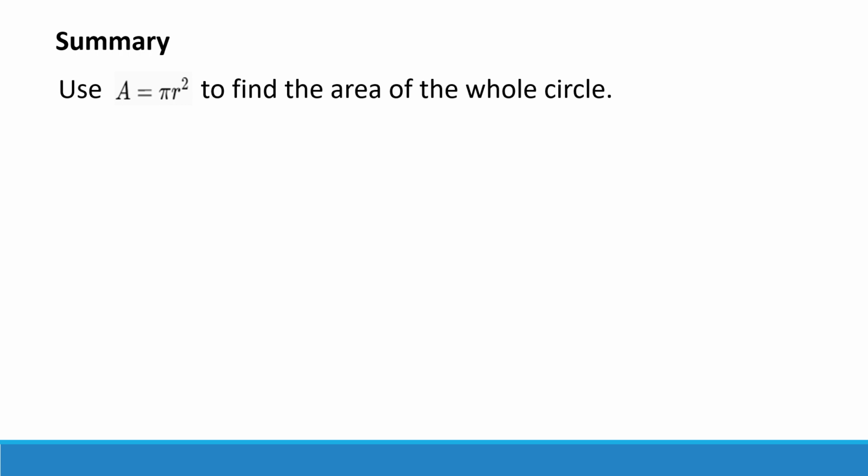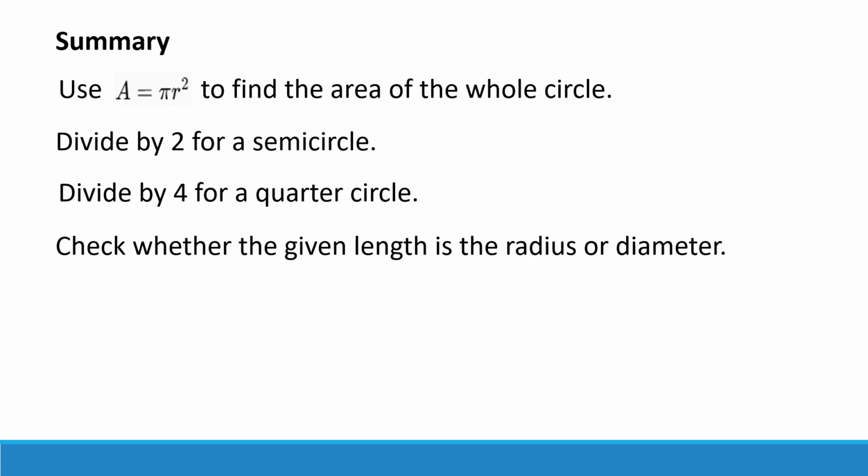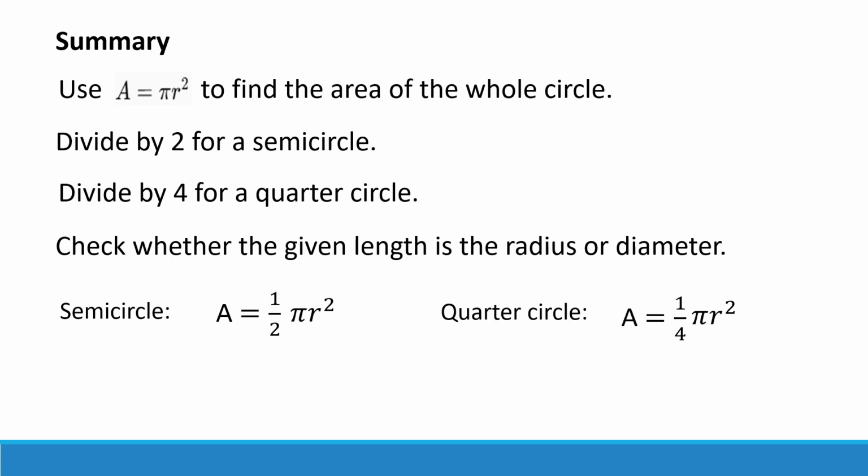Let's summarize. First, use pi times the radius squared to find the area of the whole circle. Divide the result by 2 for a semicircle, or divide it by 4 for a quarter circle. Remember to check whether the given length is the radius or the diameter. The area of a semicircle is 1/2 times pi times the radius squared, while the area of a quarter circle is 1/4 times pi times the radius squared. Finally, write your answer in square units.